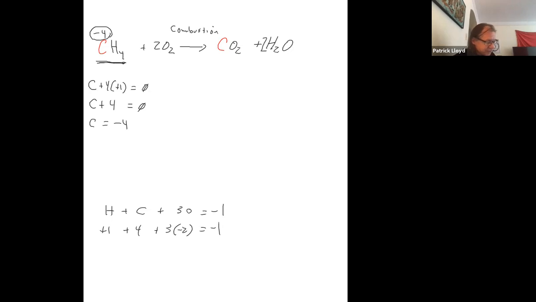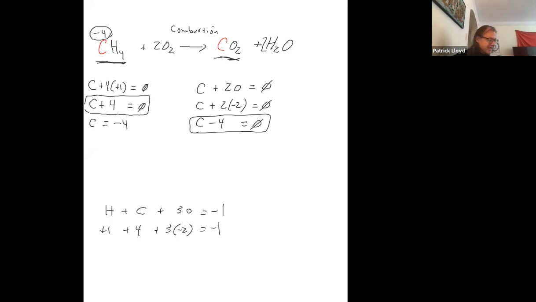So let's look at CO2. What happens to carbon over here? Well, again, we have carbon and 2 oxygens. It's a compound, so it's got to add up to 0. We do have a rule for oxygen. Oxygen is -2. So carbon plus 2 times -2 is equal to 0. That's -4. Now be careful. The other one was C plus 4 equals 0. Now it's C minus 4 equals 0. So that carbon is not going to be -4 again. It's going to be +4, because you add 4 to both sides and you get +4.